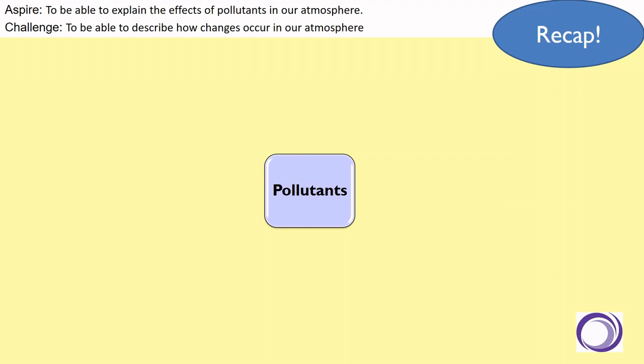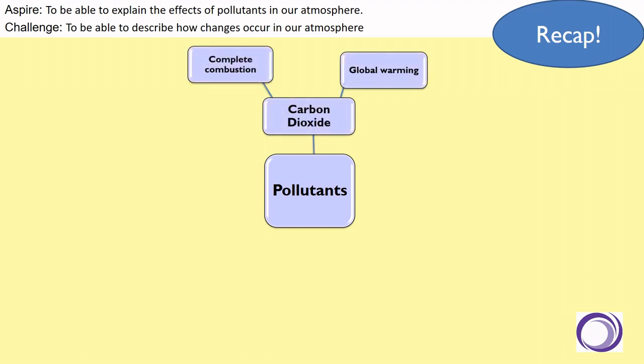So let's recap the pollutants. First, the most commonly known pollutant, carbon dioxide. Carbon dioxide is formed during complete combustion. Now you might remember from the previous video, that means when there is plenty of oxygen, and it is linked to global warming, which is a process we also went through in a previous video.